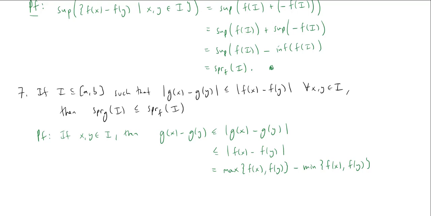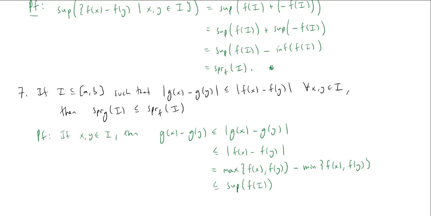Okay, but I'm looking at this for particular values in I, and the maximum of these 2 points, f of x and f of y, is certainly less than or equal to the supremum of f on all of I. So if I replace this max with the supremum of f on the entire interval I, that's certainly going to make this difference bigger.